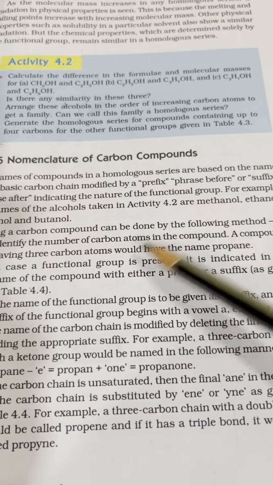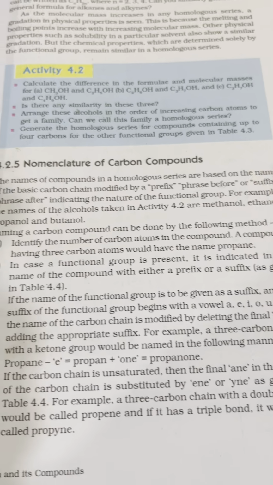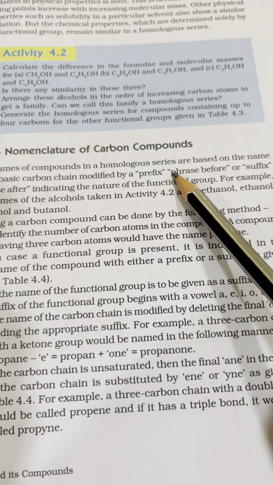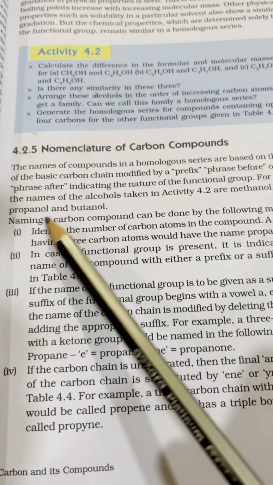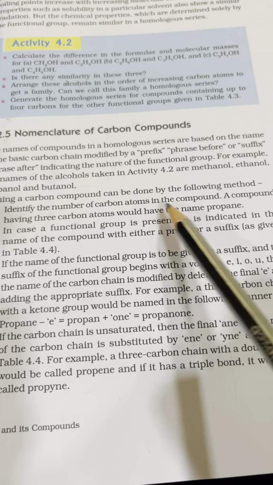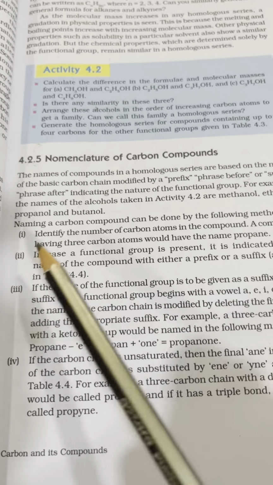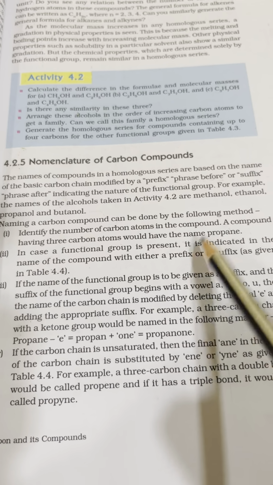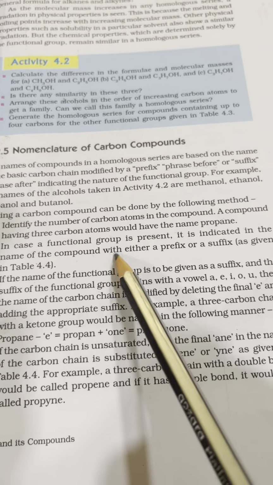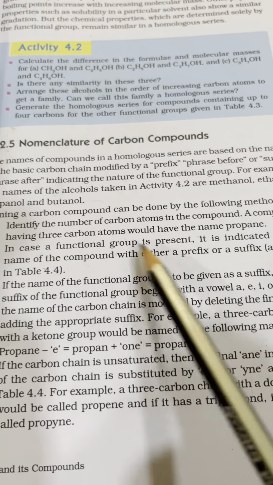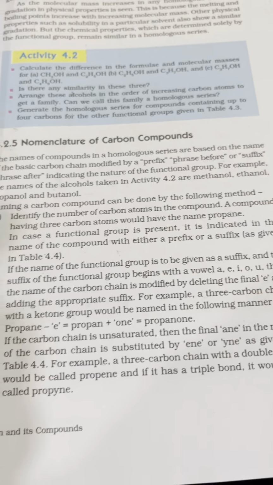The names of compounds in a homologous series are based on the names of the basic carbon chain modified by a prefix phrase before or suffix phrase after. Identifying the number of carbon atoms in the compound, a compound having 3 carbon atoms would have the name propane. In case a functional group is present, it is indicated in the name of the compound with either prefix or suffix.